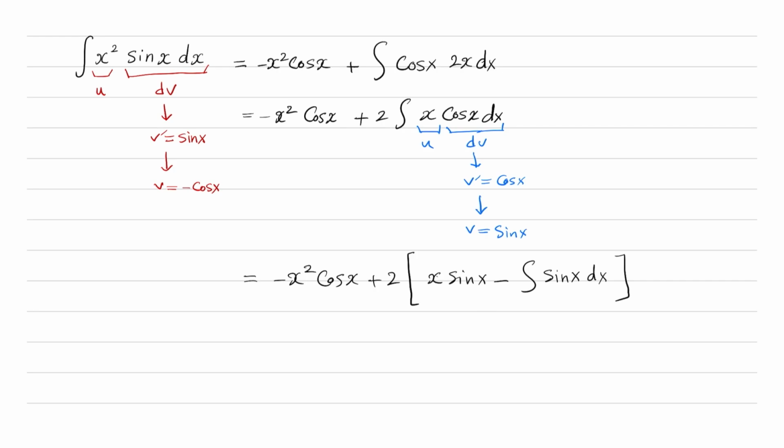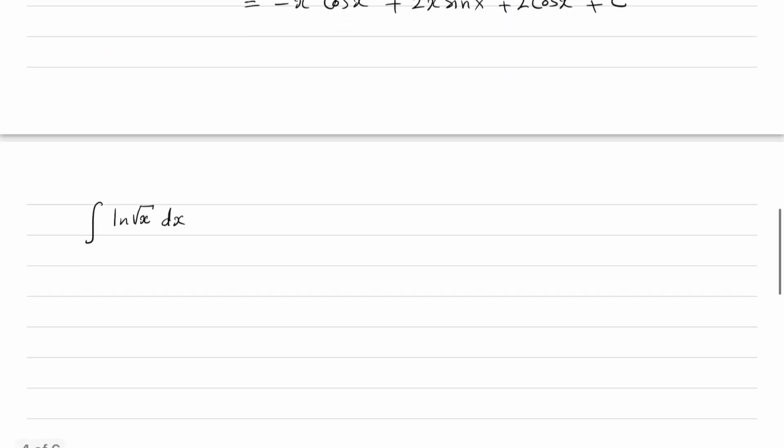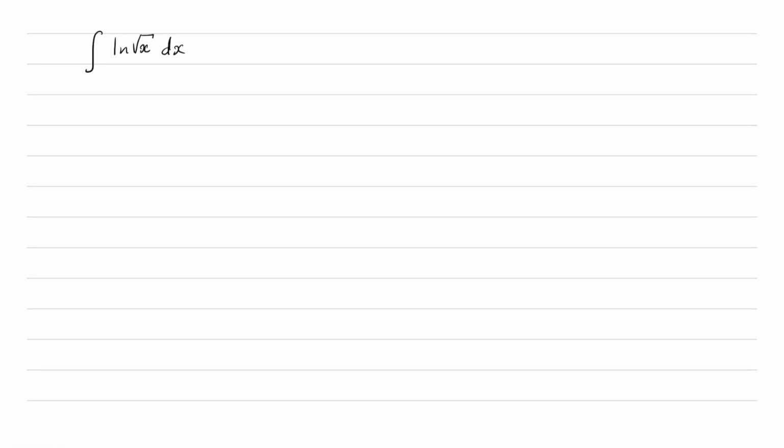Now the integral of sine is easy to compute. It's just minus cosine, so we get at the end minus x squared cosine of x plus 2x sine of x minus the integral of sine. It's minus cosine, so plus 2 cosine plus a general constant of integration. Okay, let's see another example.